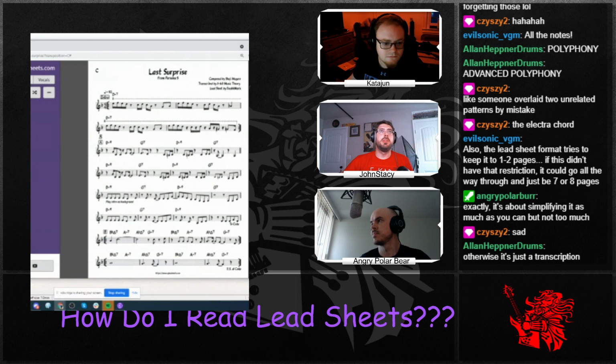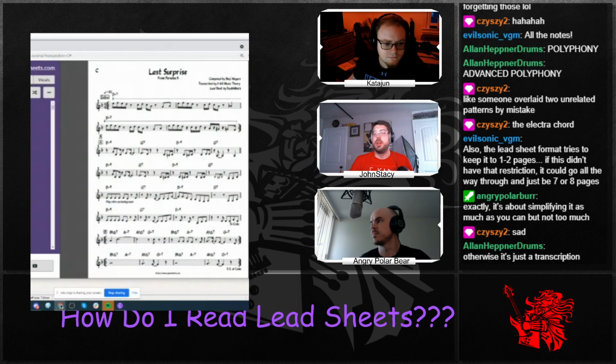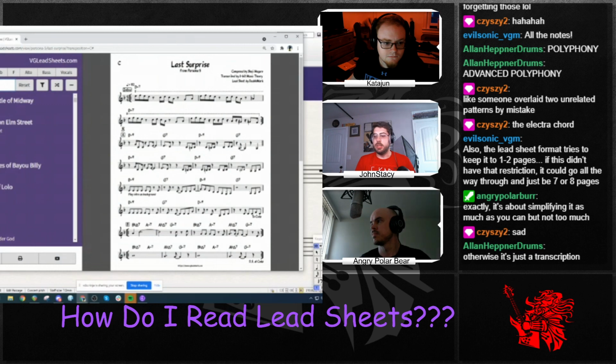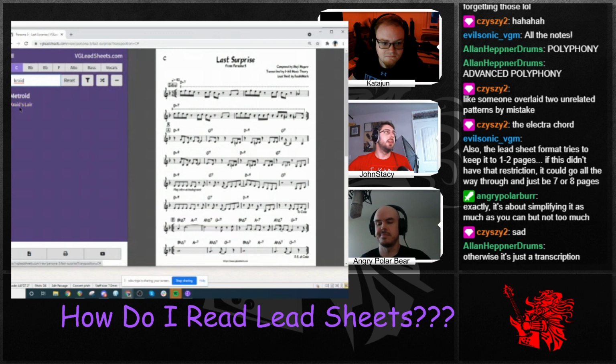So one of the things that's most useful is the search bar, right under the transpositions bar in the upper left. You can type something there. Basically, if you wanted to look for, do they have Kraid's theme from Metroid, you just go to the search bar, type in Kraid, and you can see the result. Yes, they do have Kraid.